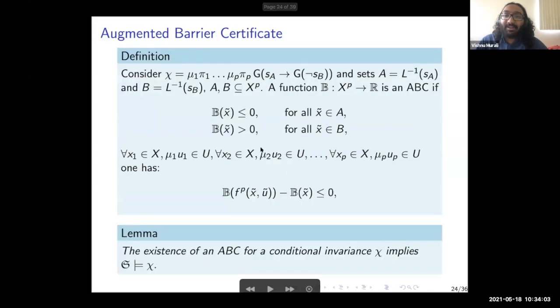Based on this, we define an augmented barrier certificate as follows. That is, given the conditional invariance specification and the sets A and B, we define the barrier to be non-positive for all states in A, positive for all states in B, similar to how we define it in the case of barrier certificates. But lastly, in the last condition, we make use of a quantified set of inputs to dictate how the composed system evolves. And so we have the existence of an ABC implies that the system satisfies the conditional invariance property.